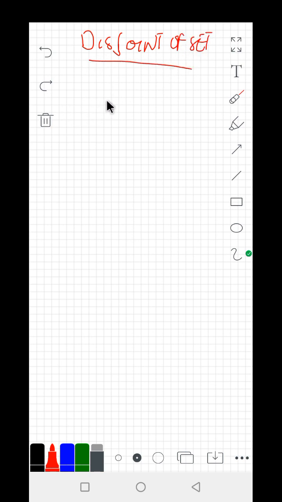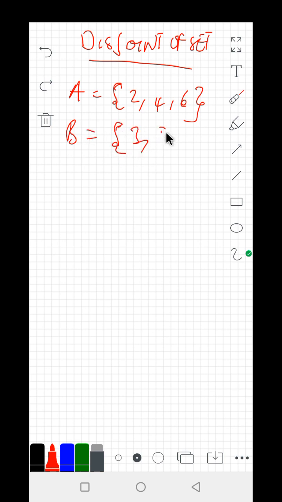Two sets are disjoint or mutually exclusive if they have no elements in common. If A and B do not have any elements in common, say A equals 2, 4, 6, and B equals 3, 7, 9. They have no members in common. So if you check for A intersection B, you form a null set. So they say that they are disjoint or mutually exclusive. Correct?